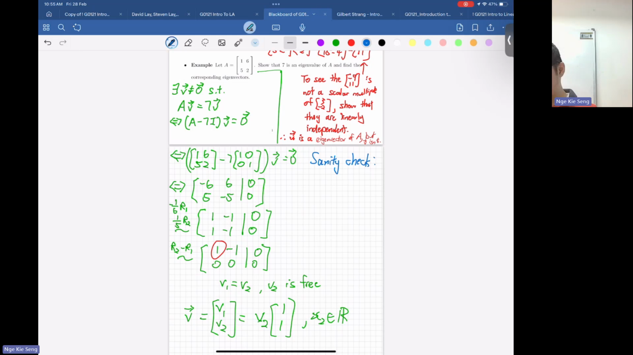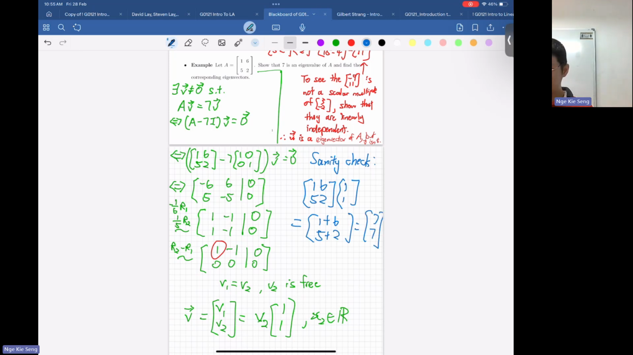So let's say we take v2 to be 1, 1, okay? Let's do it on 1, 1. So what should you expect? Before you calculate, you should expect something already, because we say that this should be the eigenvector with eigenvalue 7. So you should expect that you get 7, 7, right? 7 times 1, 1. So do you get 7, 7? 1 plus 6, 5 plus 2, you get 7, 7.